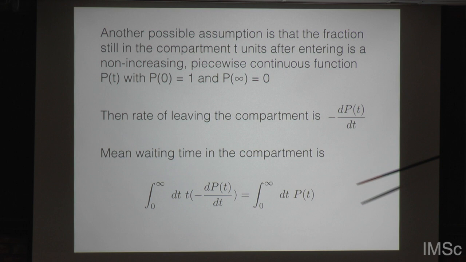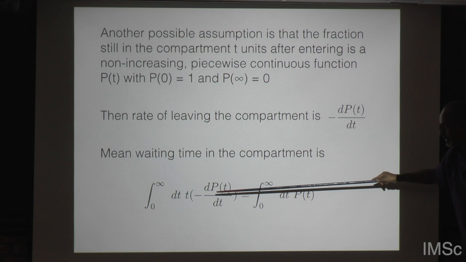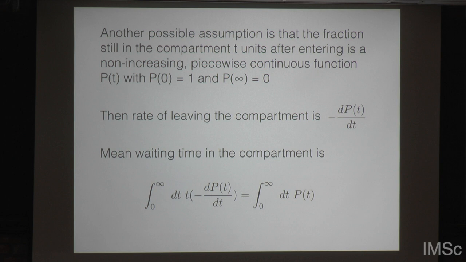And from that, the rate at which I leave the compartment is the minus sign times dp by dt. The mean waiting time in the compartment is t times this particular rate, which is the integral dt of p of t. Okay? So that gives me the mean waiting time in the compartment. In the earlier case, for the simple rate equation that I wrote down, that mean waiting time is 1 by gamma for the infected susceptible transitions.